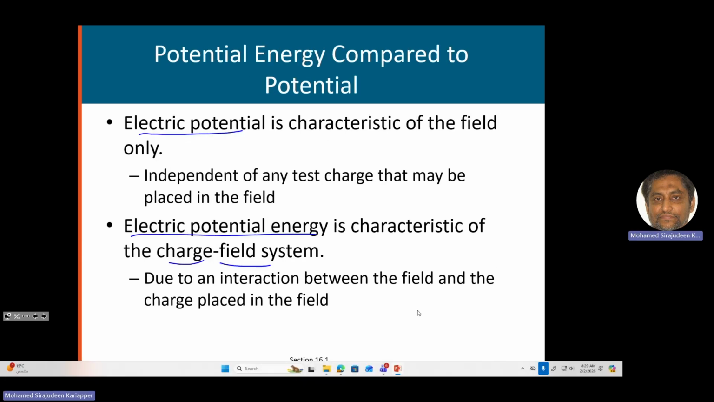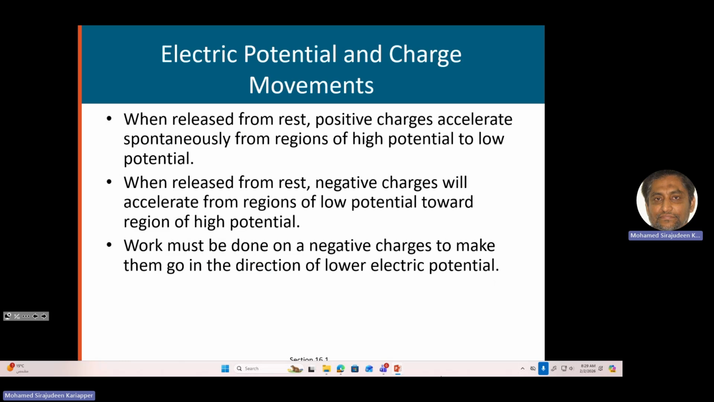So this is where we stopped, right? We talked about potential energy compared to potential. Two different things. Potential energy is energy. Potential is energy per unit charge. They're not the same, they are related. All right, let's move to the next slide.